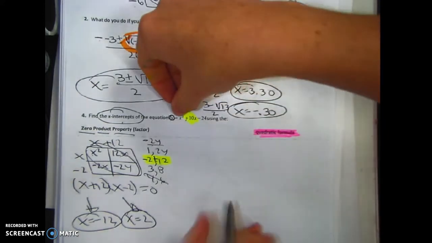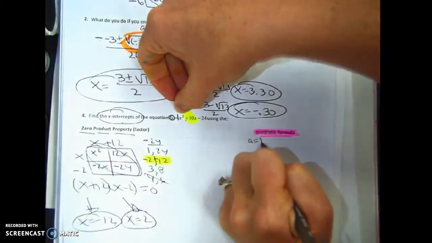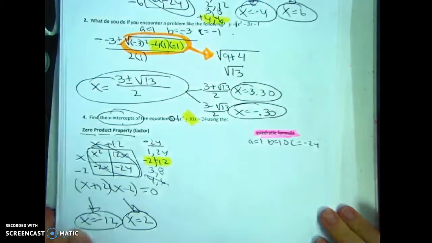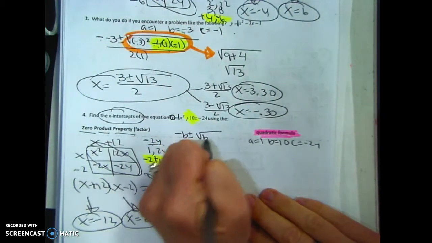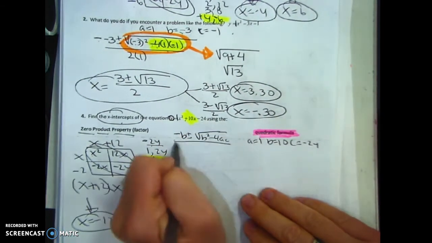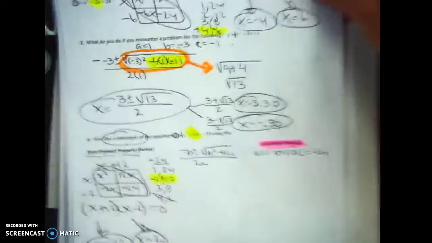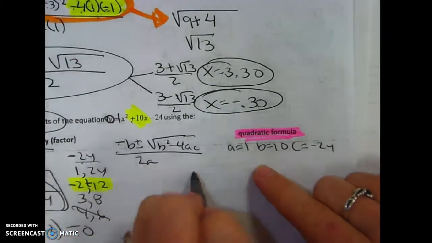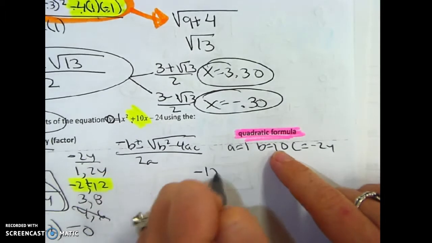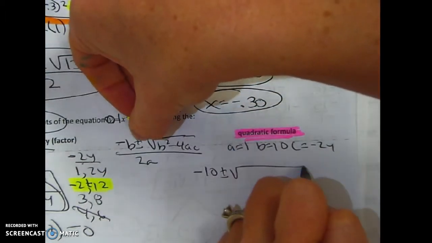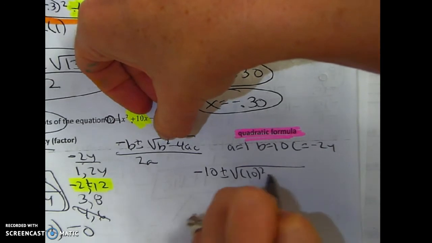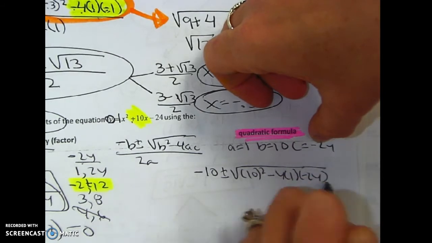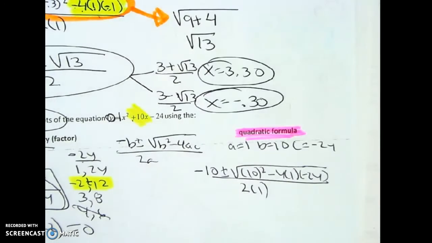Okay. First thing I have to do is identify my A, my B, and my C. I'm going to write the formula right here so that you can see it all in one shot. And I will be nice. I'll put the formula on the board for the test, okay? So the first thing I do is I put a negative, and then my B is 10, plus or minus the square root of B squared minus 4 times A times C, all divided by 2 times A.